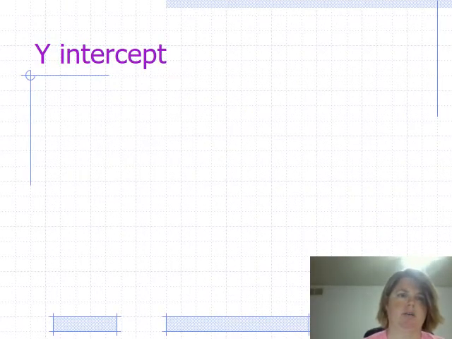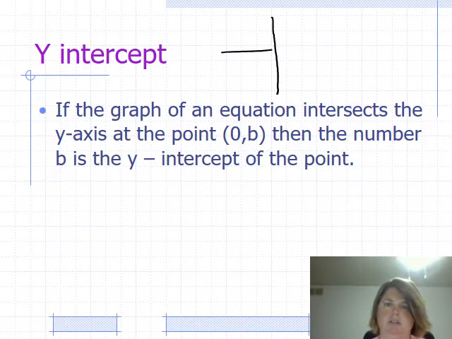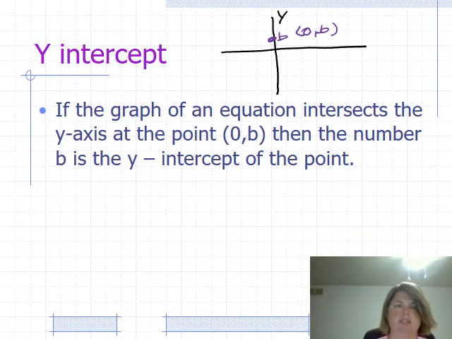All right, so let's look at y-intercept. The y-intercept is where the graph of an equation intersects the y-axis at point (0, b), then the number b is the y-intercept of the point. So if I were to draw a little picture of this, here is the y-axis, and the y-intercept is a point that lies on this line. So if this were b, which is the symbol for y-intercept, then this would be point (0, b). So hopefully that makes a little bit of sense.